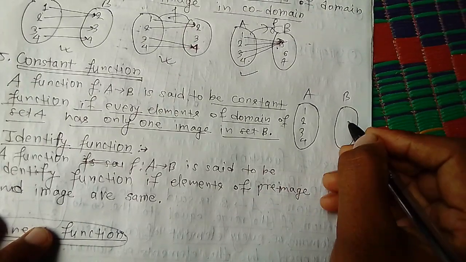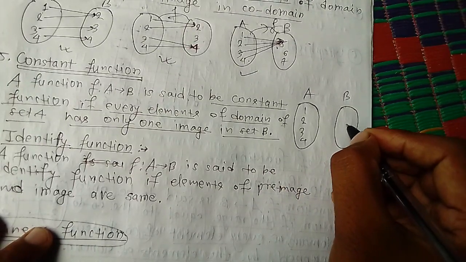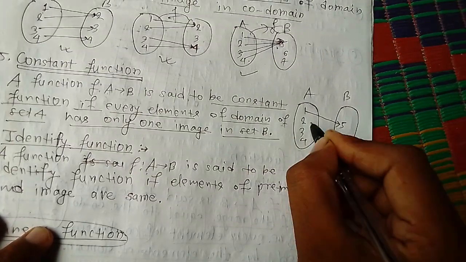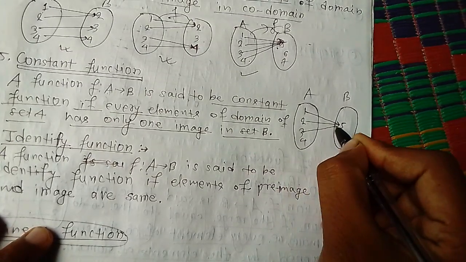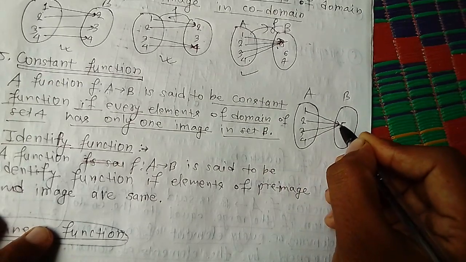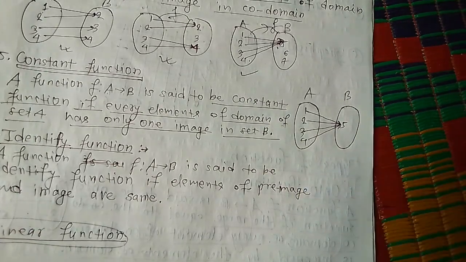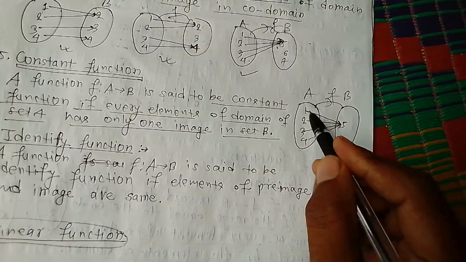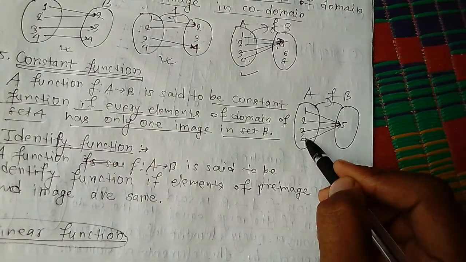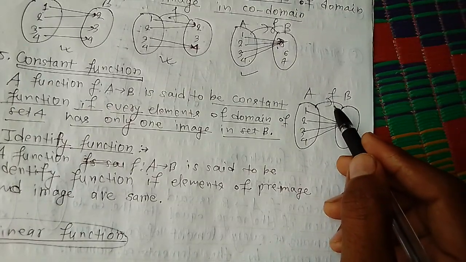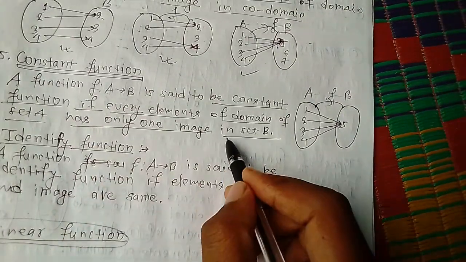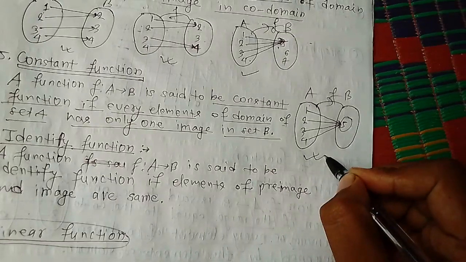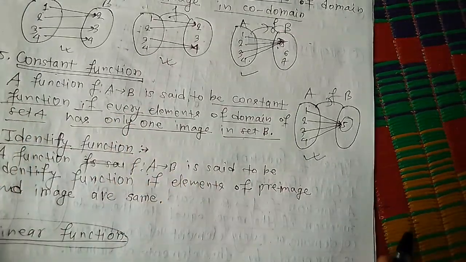So let it be any constant, 5. So 1 is related to 5, 2 is related to 5, 3 is related to 5, and 4 is related to 5. So what is happening here? Every element of set A has only one image in set B, that is 5. So it is a constant function.